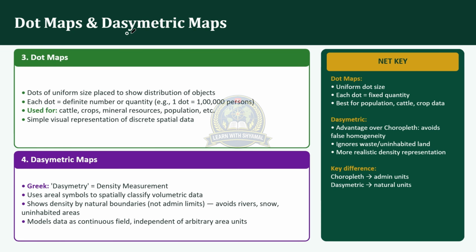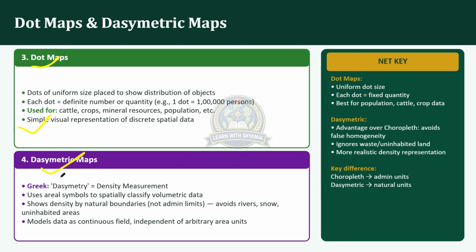Dot maps and dasymetric maps. Dot maps of uniform size are placed to show the distribution of objects, and each dot defines a number or quantity. Example: 1 dot is equal to 1,000 or 1 lakh persons. Used for cattle, crops, mineral resources, population, etc. A simple visual representation of discrete spatial data.